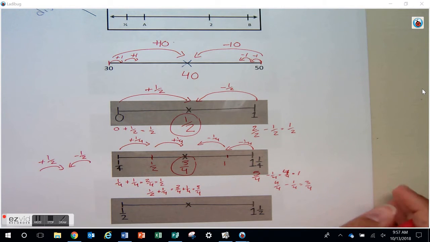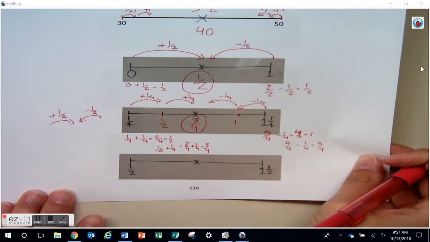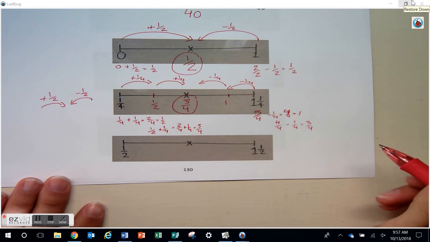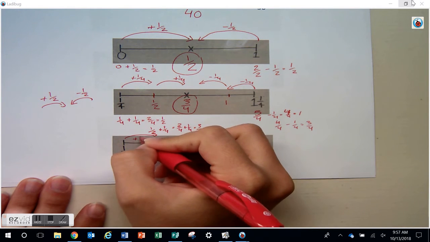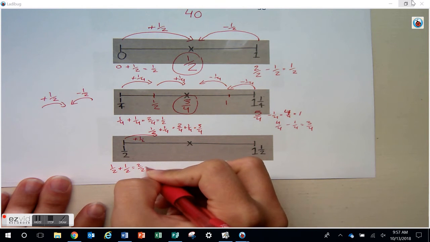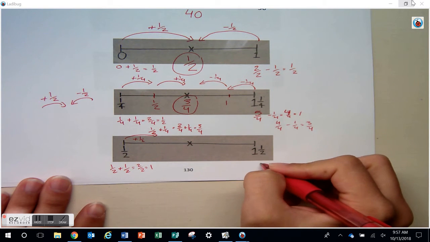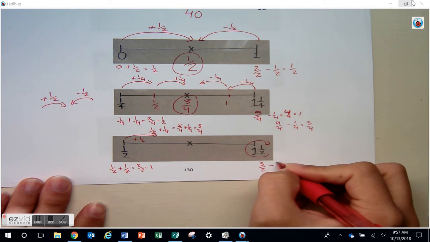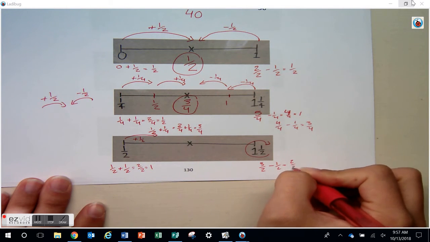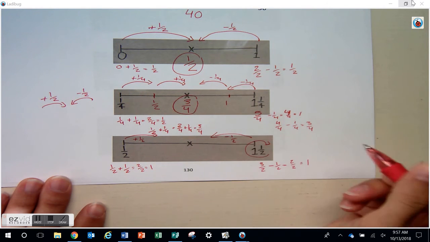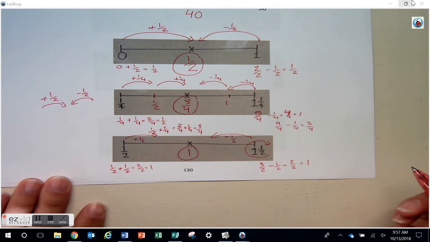Okay, let's look at 1/2 and 1 1/2. Well, I see the halves, so I feel like I should start with a half. So I'm going to go ahead and add 1/2. Well, 1/2 plus 1/2 gives me 2 halves, which equals 1. 1 1/2 is 3 halves. So I can do 3 halves minus 1/2, which gives me 2 halves, which equals 1. So here, my middle point is 1. Both of these are half away from the 1.